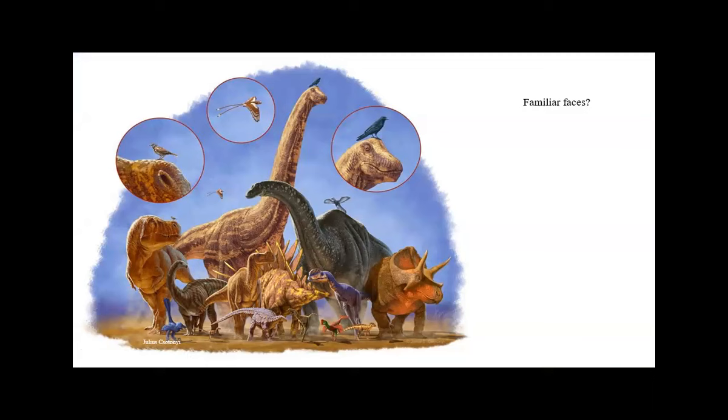This is a lovely self-portrait of the dinosaur family tree. It's just a monophyletic clade of animals called Dinosauria. You'll notice house sparrows and crows included in that picture because they absolutely are dinosaurs. So enjoy yourselves, talk to your neighbor.